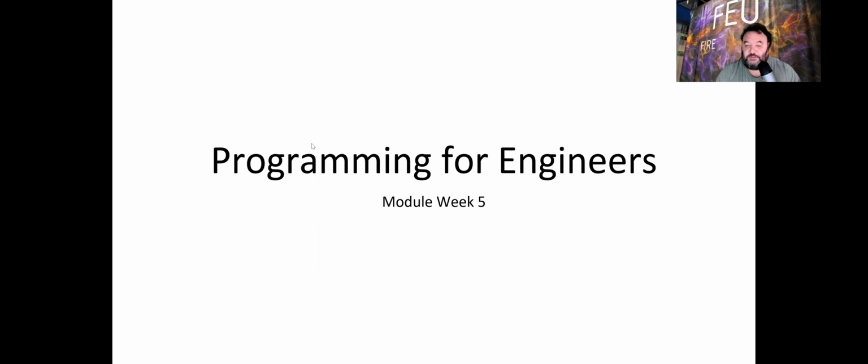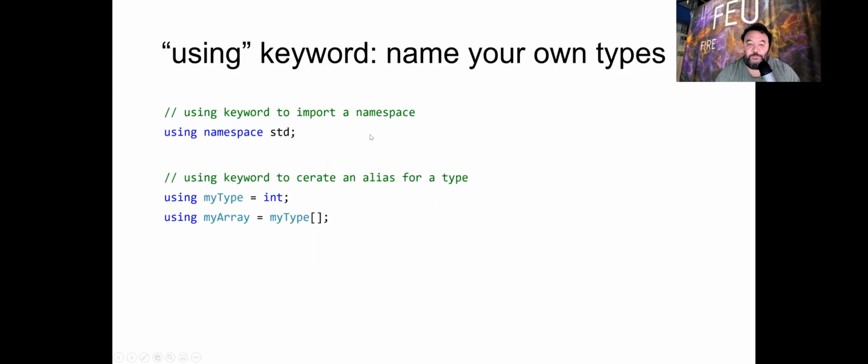In this short video, we'll look at the keyword using and two variations of its usage in C++. First of all, the first option is something we already saw in the previous video, where we say using namespace std, and this imports the namespace so that we can use it directly within the current code.